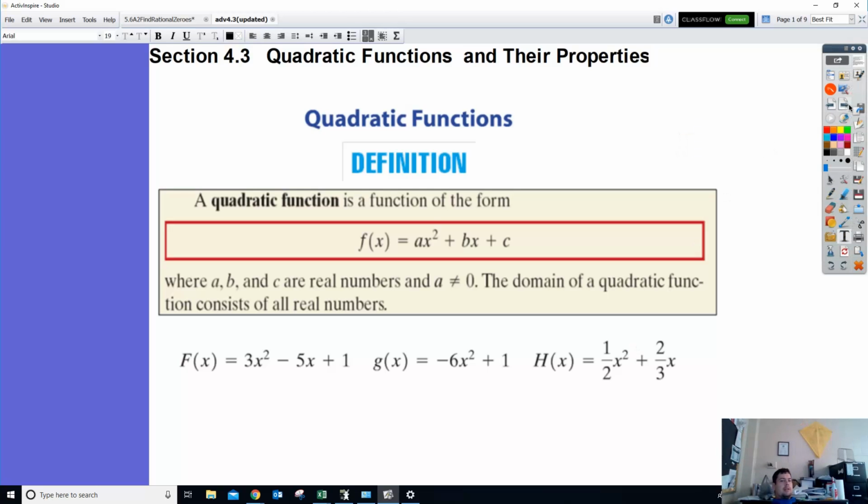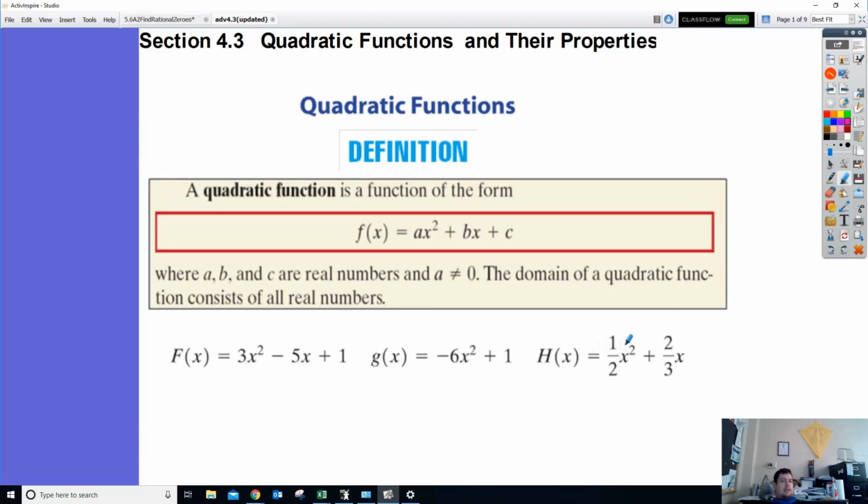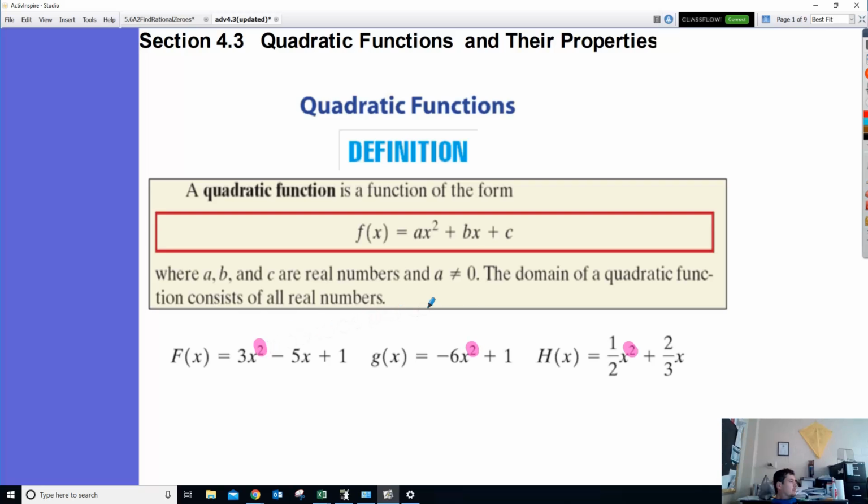But those are quadratics. What makes you a quadratic is that guy right there. That second power is what makes you what we call a quadratic. That's what makes you a quadratic.